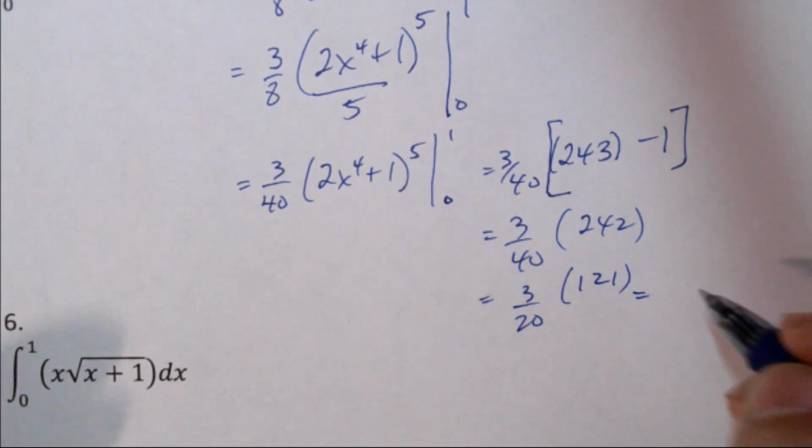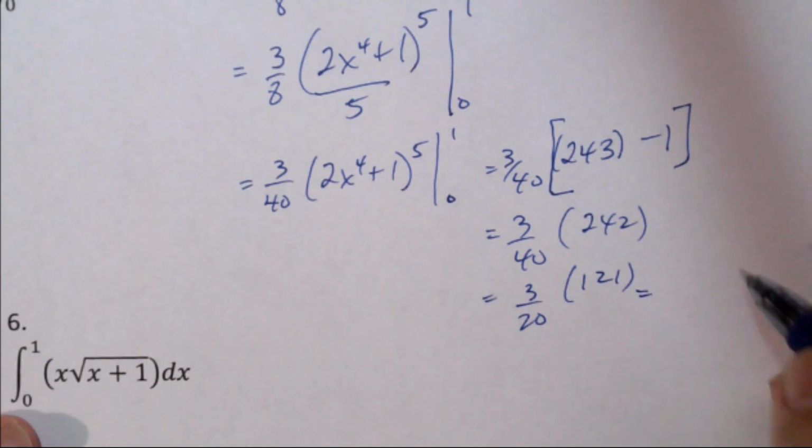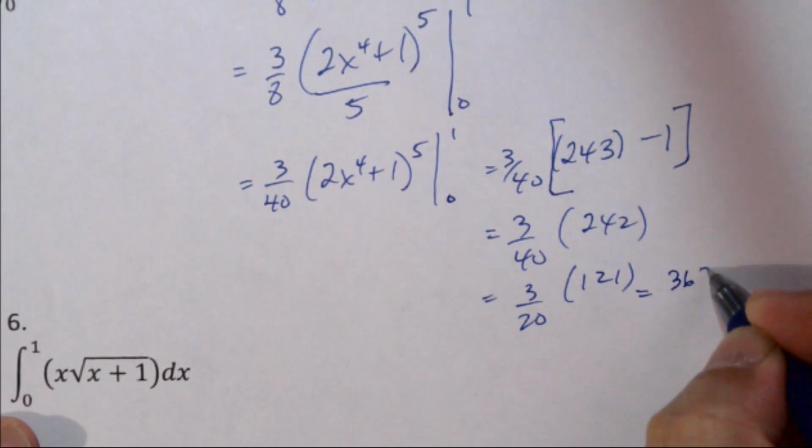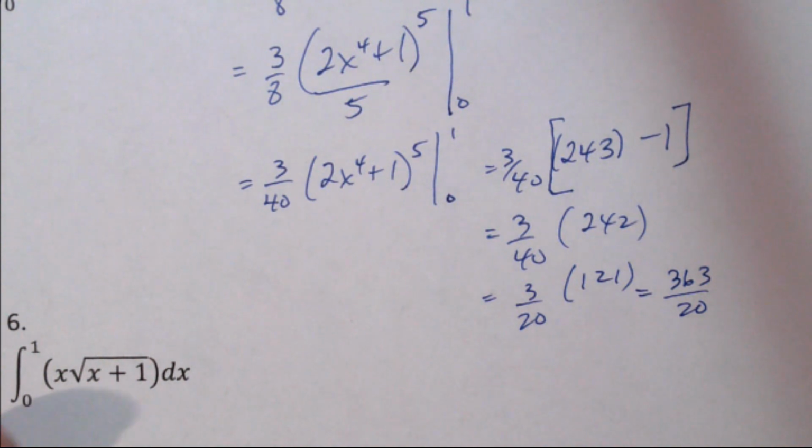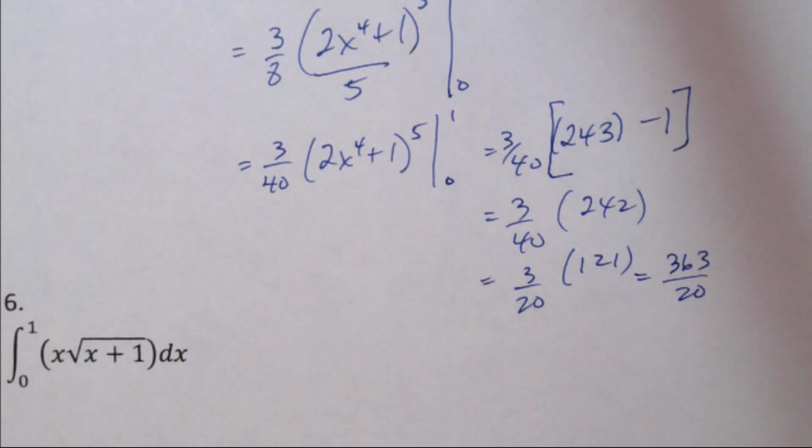And by the way, you don't have to do this by hand. I don't know why I'm doing it by hand. So it's just 363 over 20. Okay? And if you give me a decimal answer, that would be fine.